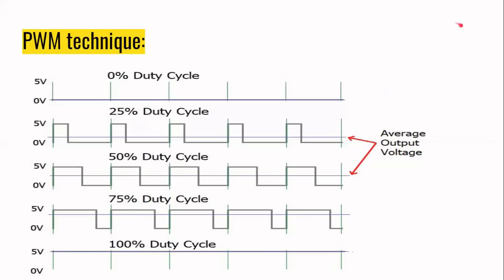So this duty cycle will be directly proportional to the speed of the motor. Suppose we have a DC motor with maximum speed of 1000 rpm, and if we want to make the DC motor run at 250 rpm, then we will give the duty cycle 25%. So the average voltage will be 1.25 volt. That will make the DC motor run at 250 rpm. So this is how we map this duty cycle to the speed of the DC motor.